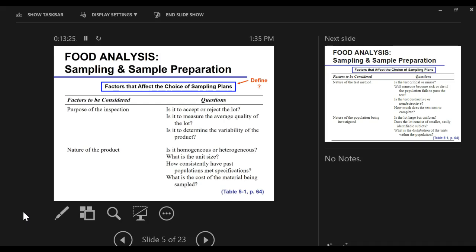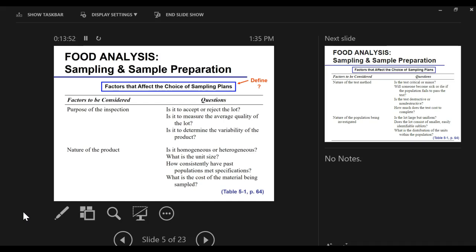Nature of the product: is it homogeneous or heterogeneous? If we're looking at flour, it's a homogeneous product, all flour. If we're looking at a more complex food product that has different components, it's heterogeneous, then we need to think about how we want to homogenize it first before taking out a sample, or maybe taking out samples from different locations if the product is not homogeneous.